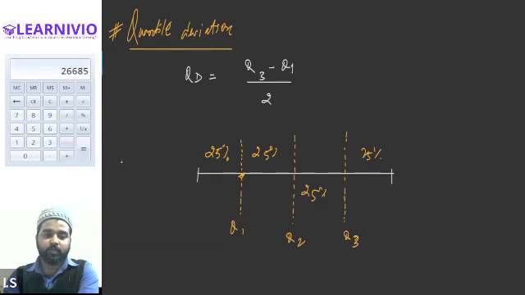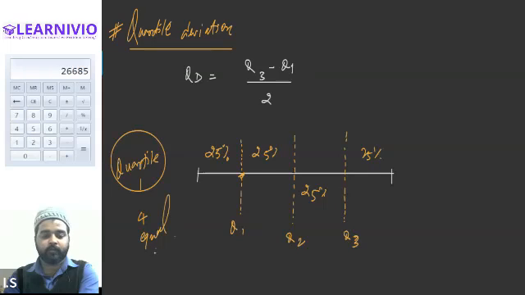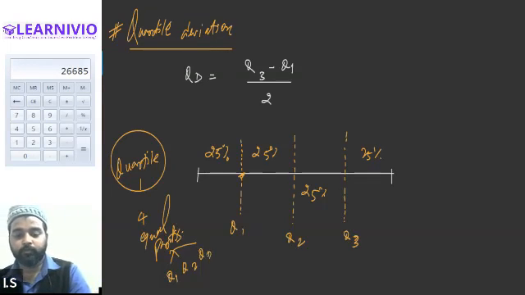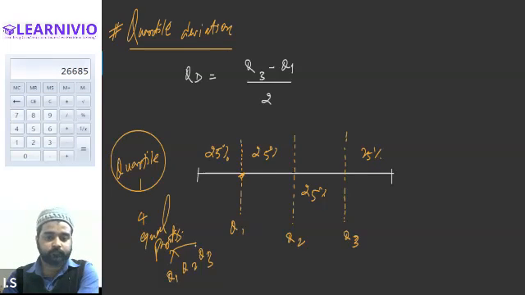So if I ask you what are quartiles, you can say, sir, quartiles are values that divide the series into how many parts? Into 4 equal parts. And if I ask you how many quartiles are there, you can say that there are 3 quartiles. So there are only 3 quartiles that can divide the series into 4 equal parts. So we have Q1, Q2, and Q3. There are 3 quartiles, right?